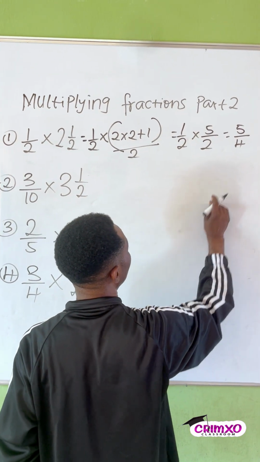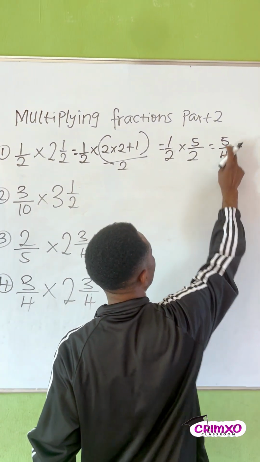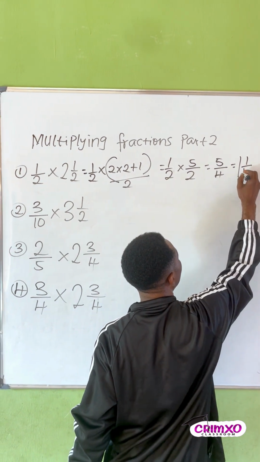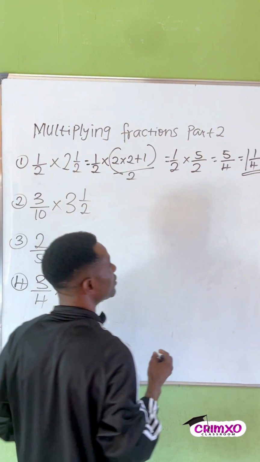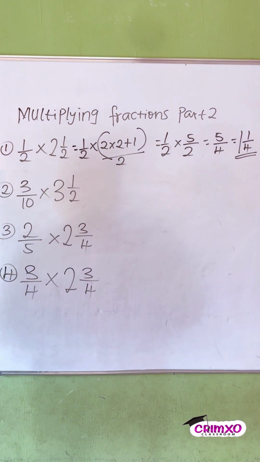So what is the next thing here? You change this to a mixed fraction. So we have 4 divided into 5 to give us 1 remainder 1, all over 4. So this is our answer for number 1.